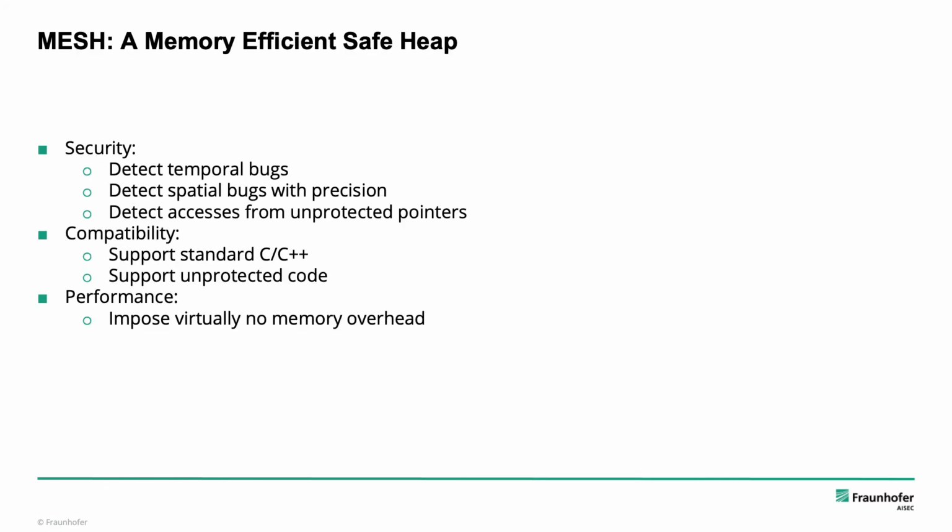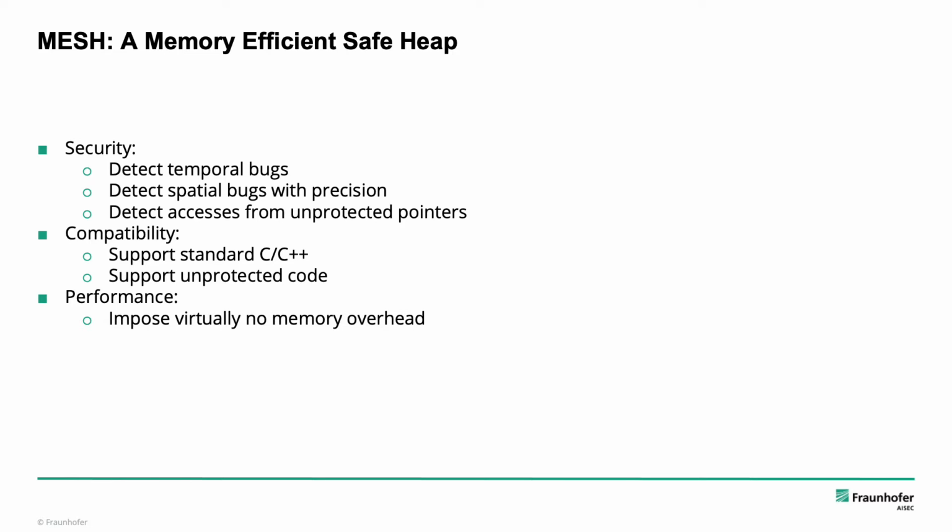One of the biggest problems with existing solutions is that the ones that ensure both temporal and spatial safety use up lots of memory and are also usually slow. To address this, we propose a solution which is both precise and memory efficient, called Mesh, or a memory efficient safe heap. To present this solution, I will start by stating what we are aiming to achieve.